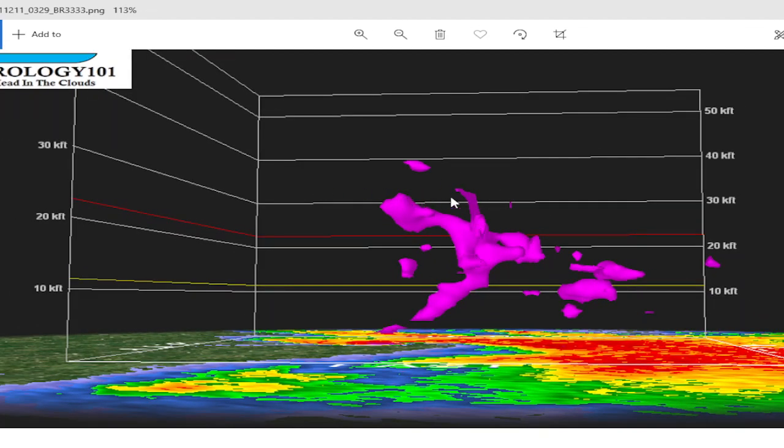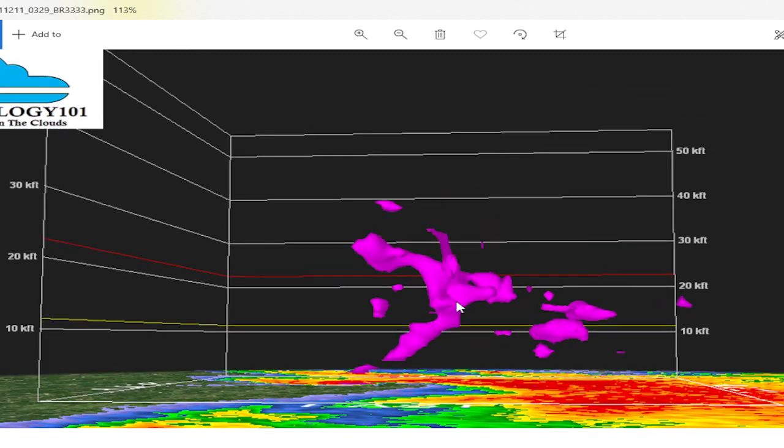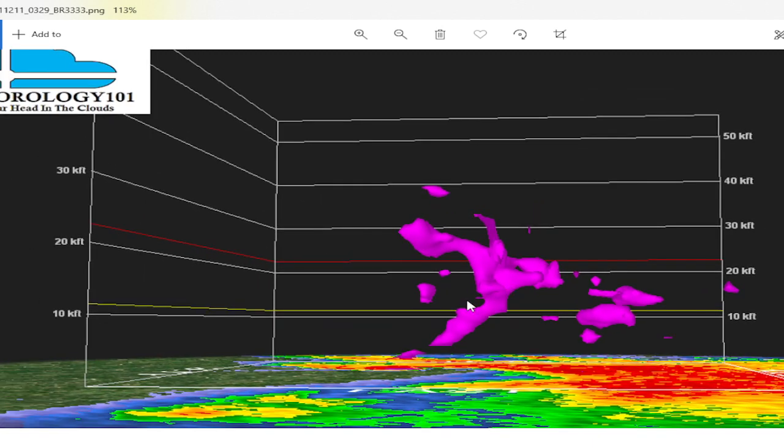This thing is launching debris. I can't move this around like that 3D model. It's just a screenshot of that 3D model. But this is a storm that went through Friday, and this was launching debris almost to 40,000 feet. We have high reflectivity, 60 dBZ all the way up.